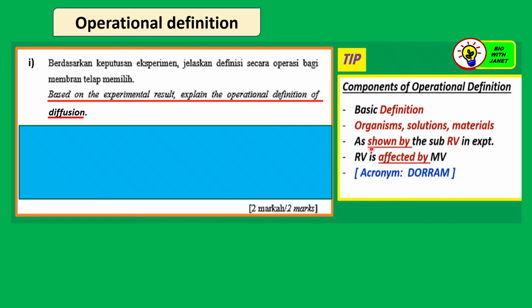Then the second point is you must write, it is determined or shown by, the diffusion is determined or shown by the sub RV. So know your sub RV and write it completely in this answer. And then the third one is RAM: R for RV, A for affected by, and M for MV. So RV is affected by MV. Know your MV too in this experiment, which is the size of the molecules. The main and sub MV is the same here.